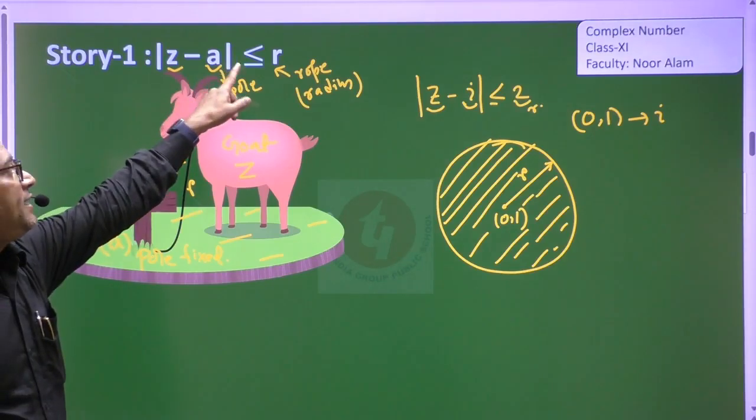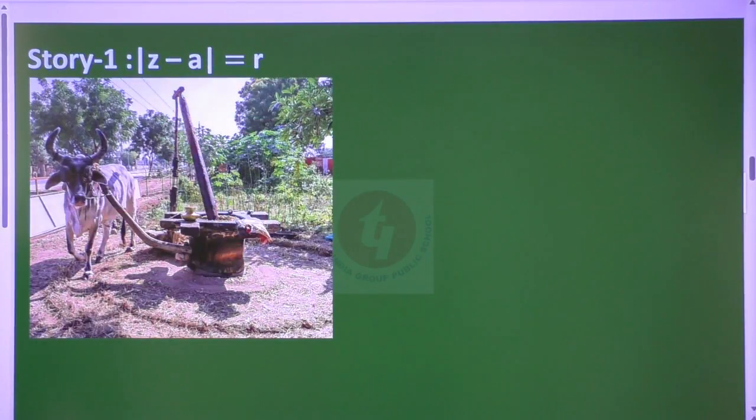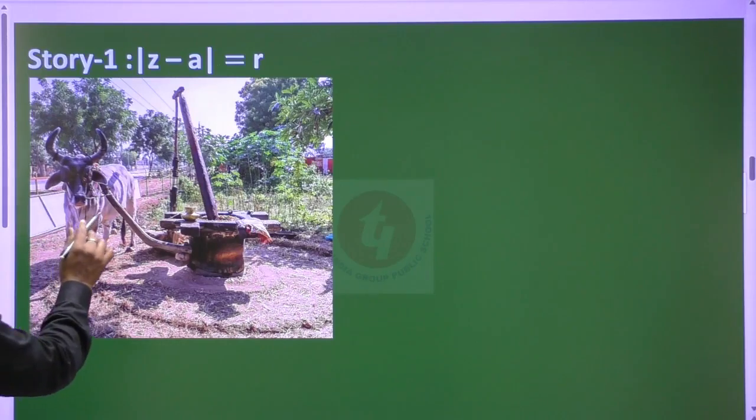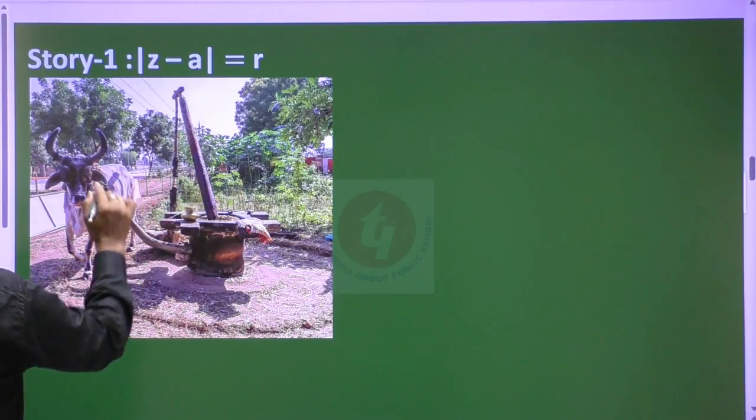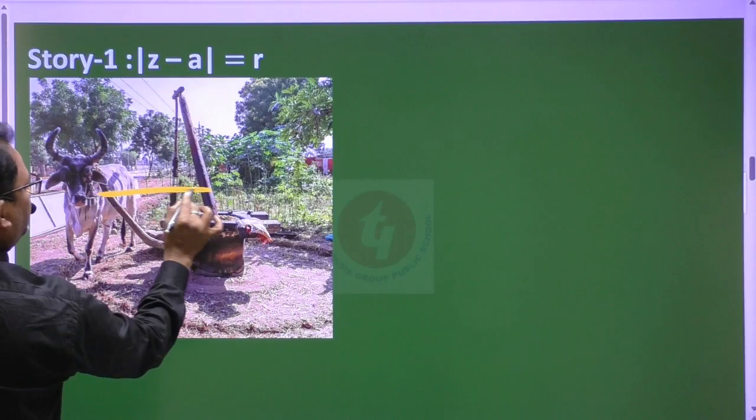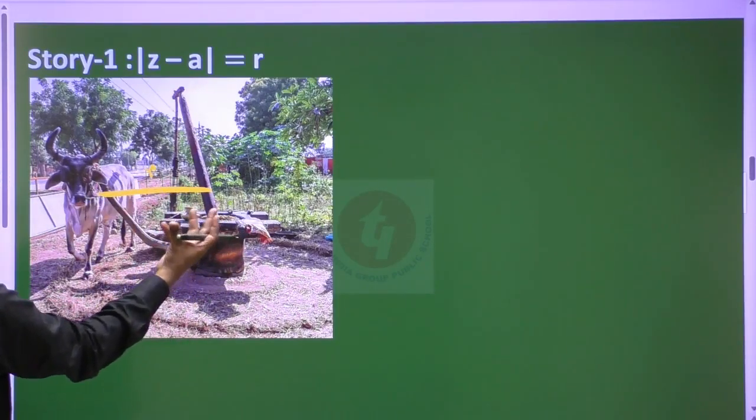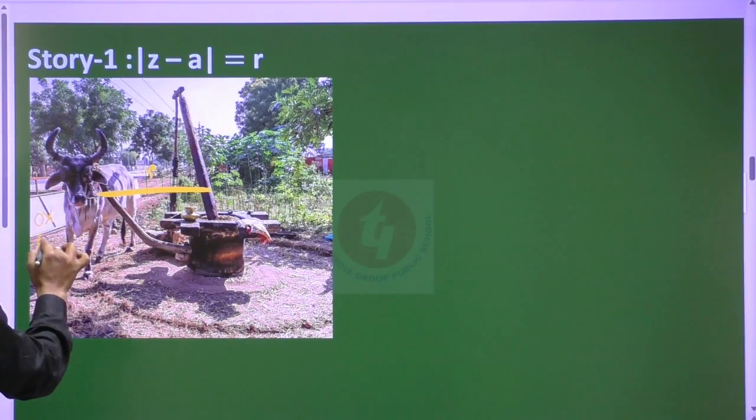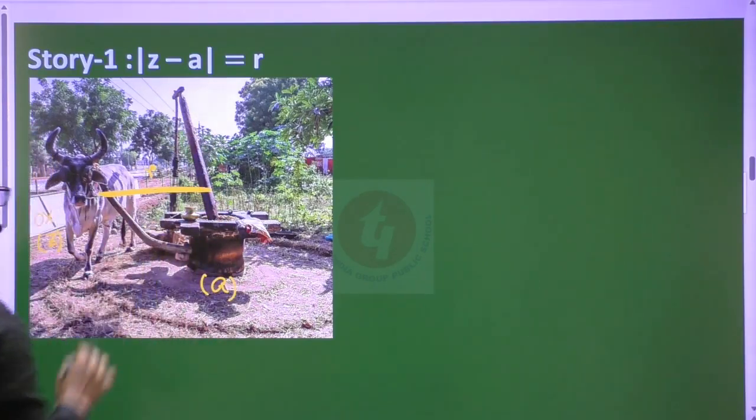Instead of less than, if it is equal to, what does it actually mean? Consider this figure. There is an ox, and this ox is slightly bent, but you have to assume that this rod will be like this one, whose length is given as r unit. And there is some machine from where we extract the oil. This ox is actually the moving point z. This pole is the complex number a.